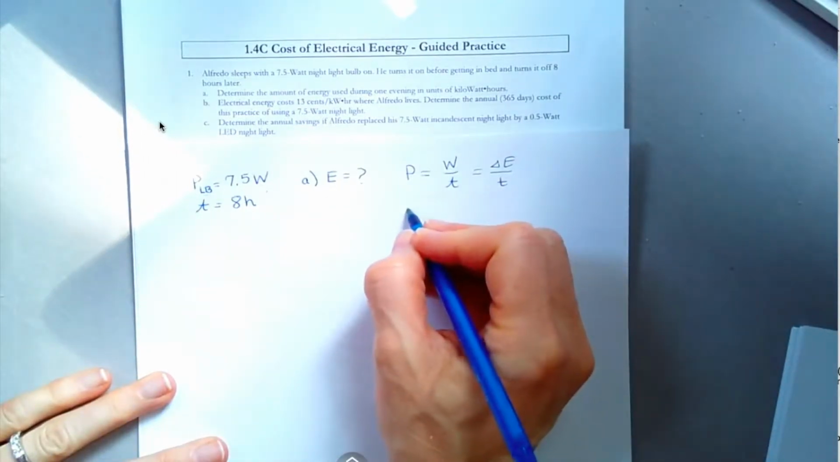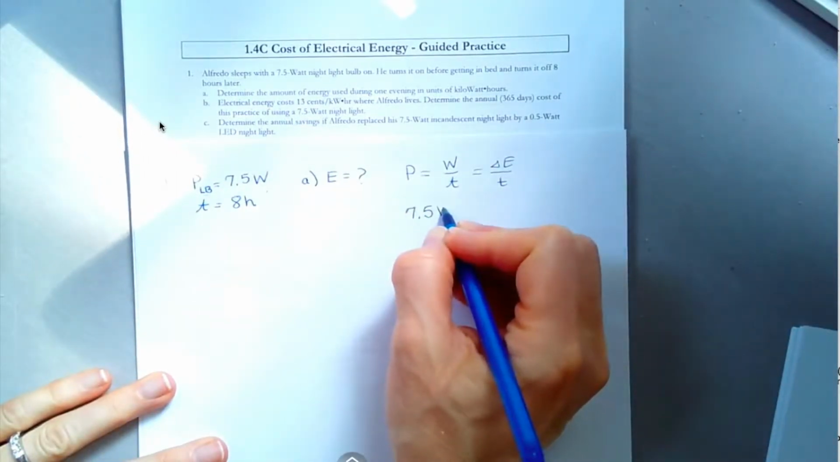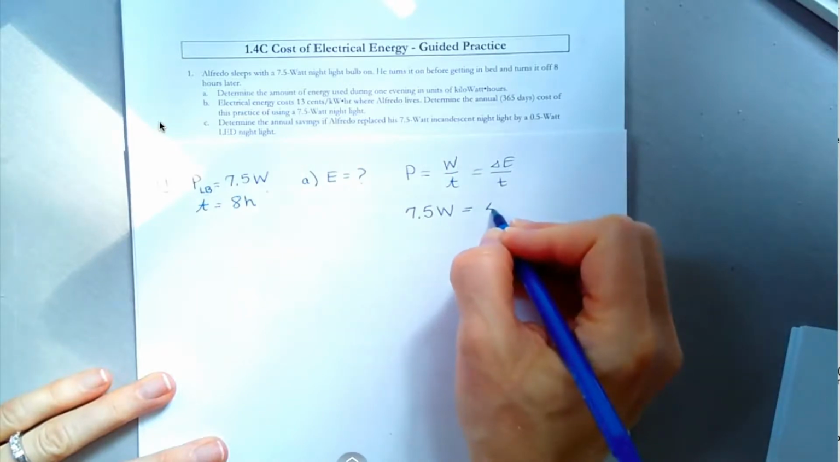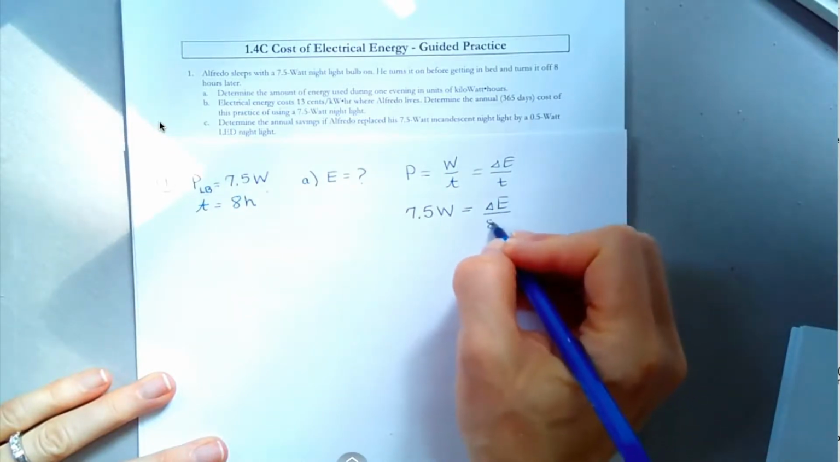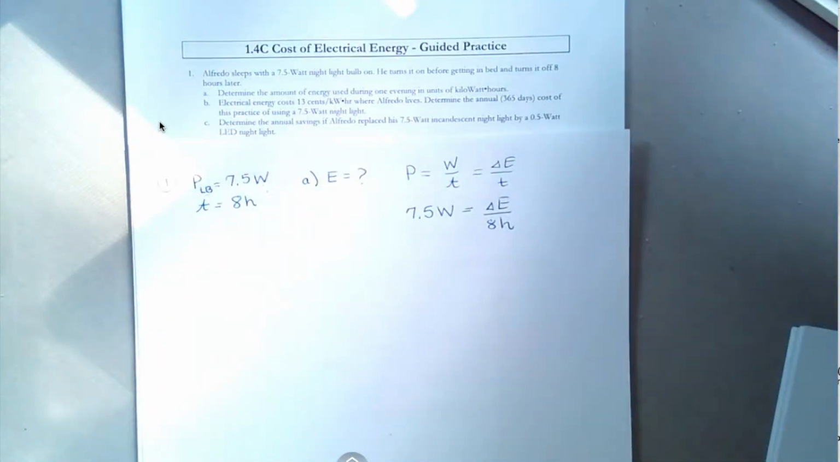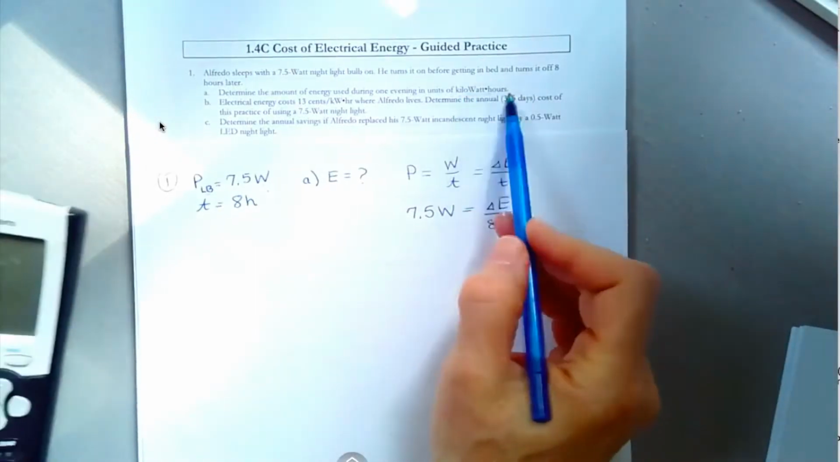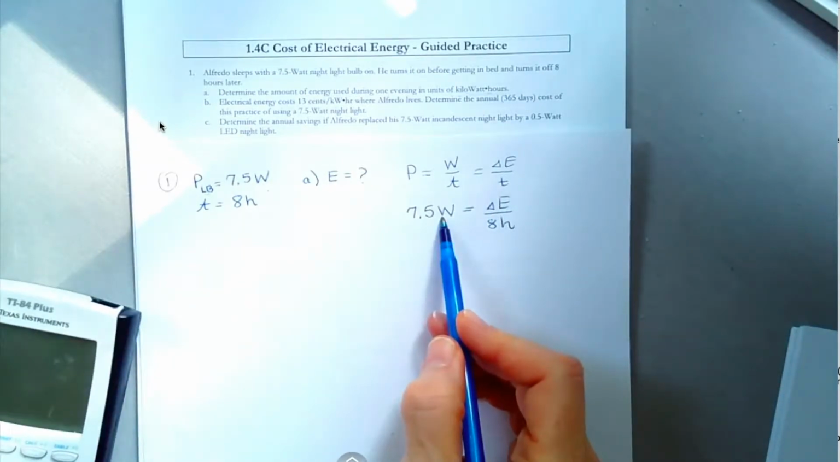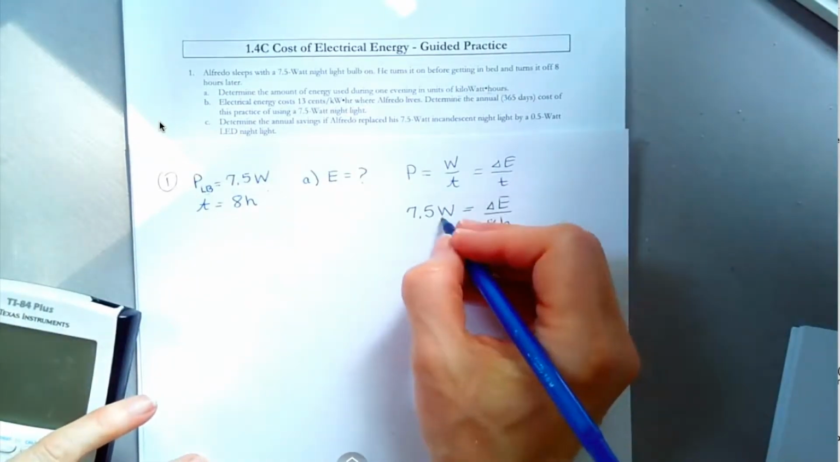So I'm going to say the power is 7.5 watts, and we want to find the energy, and we know it's 8 hours of time. So now you can take out your calculator and figure that out. One problem you're going to have, though, is that it says in kilowatt hours, and we're in watts. So we want to change this watts to kilowatts.